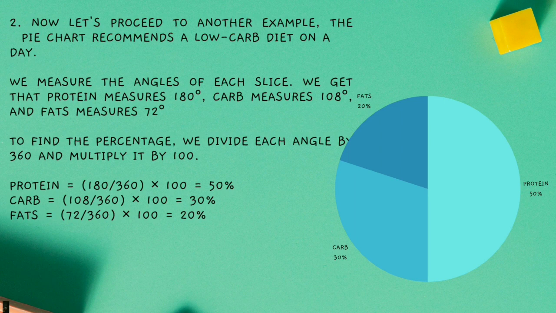So, kailangan lang natin i-divide sa 360 yung angle and multiplied by 100. So, protein is equal to 180 divided by 360 times 100 is equal to 50%. Carb is 108 divided by 360 times 100 is equal to 30%. Fats is 72 divided by 360 times 100 is equal to 20%.